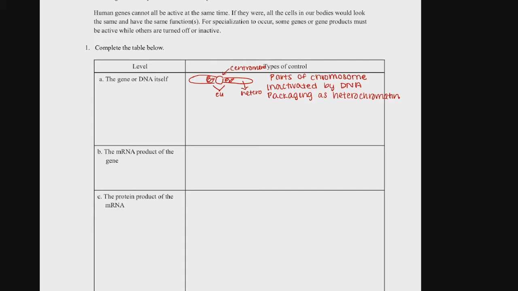And then another mode of control at the gene or DNA itself is that transcription from DNA can also be controlled by enhancing or inhibiting the action of various proteins that act with the DNA or RNA polymerase. So that can make it more or less likely to produce an mRNA transcript.